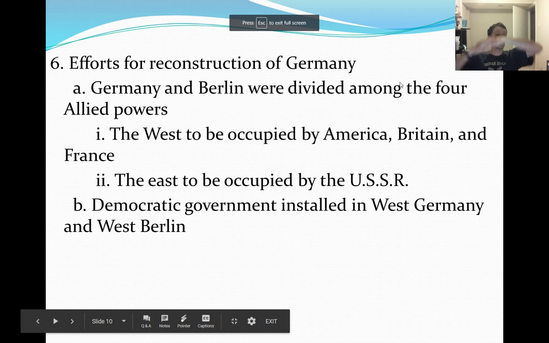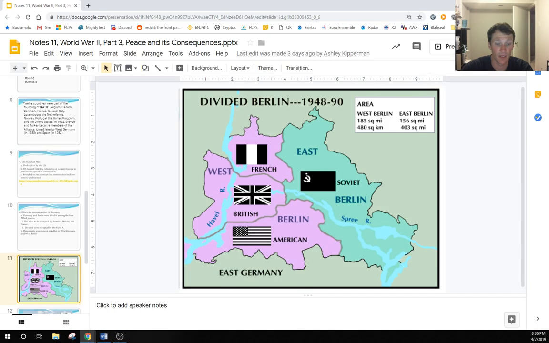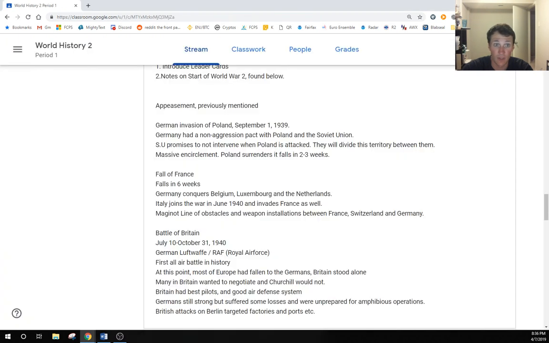So you're going to also have efforts of reconstruction in Germany. So Germany, I lost something here on my screen, sorry. I want to get that back before I go any farther here. There I am. Okay, so anyway, I just lost you though.